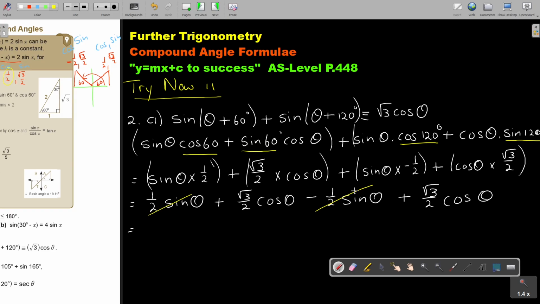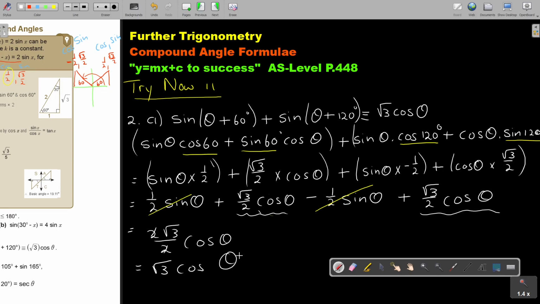Okay, and then I have now, and oh no, look here. This is exactly like terms. Do you see it's like? So it's almost like it's 1 plus 1, so it's 2 times square root 3 over 2 cos theta, and this cancels out, so it's square root 3 cos theta.